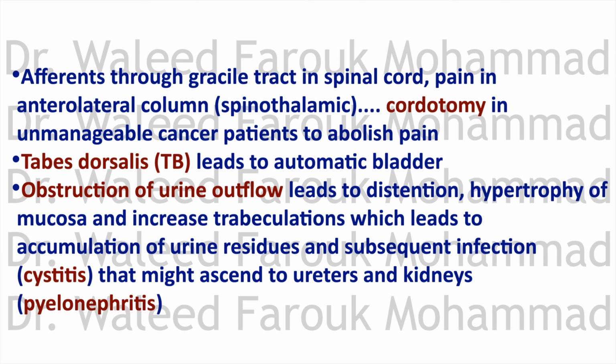Once it gets hypertrophied, trabeculations will increase in the mucosa. Trabeculations means pockets between the folds of the mucosa. These pockets will hold urine in them. Once urine is stagnant in an area, it gets infected, and this produces cystitis. Now, if it's neglected, it will ascend via the ureters to the kidneys with what's so-called ascending pyelonephritis. So once cystitis has started, don't neglect it, or else it will complicate into ascending pyelonephritis.